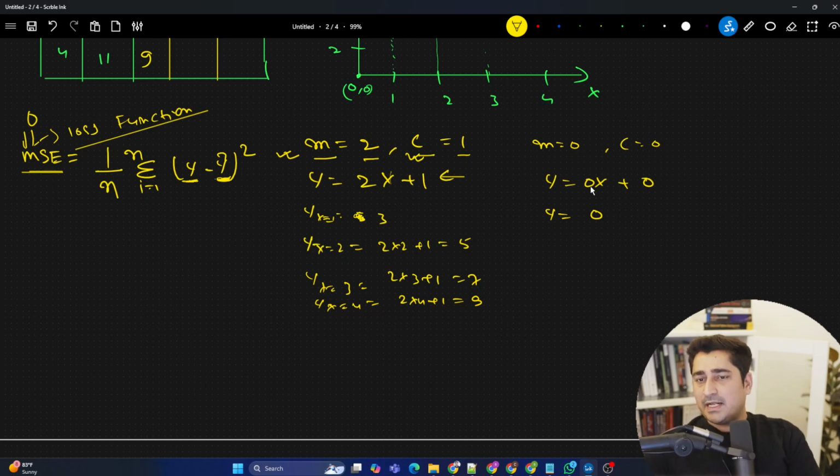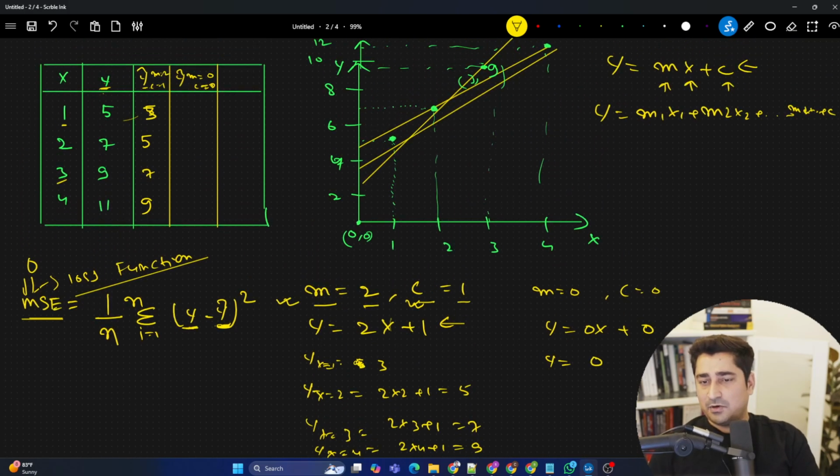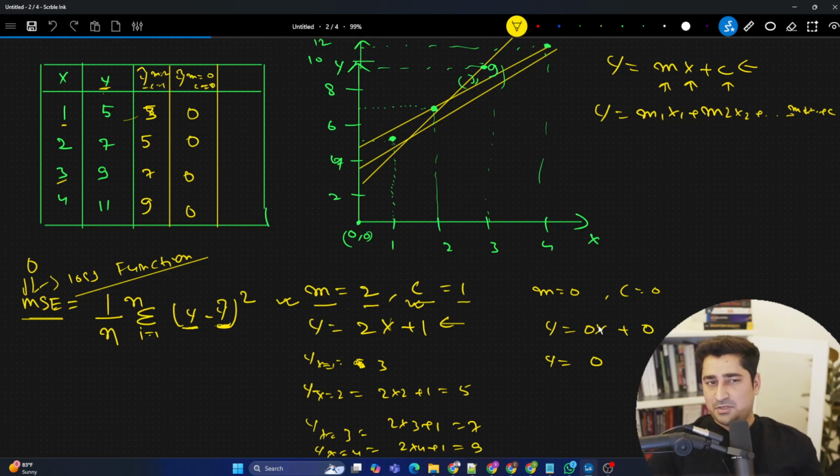So whatever data you input as x, it is going to give you eventually 0, if m is equal to 0 and c is equal to 0. So your prediction is going to be 0, 0, 0, 0. Here, that is y hat when m is equal to 0 and c is equal to 0. Previously I had taken m equal to 2 and c equal to 1.